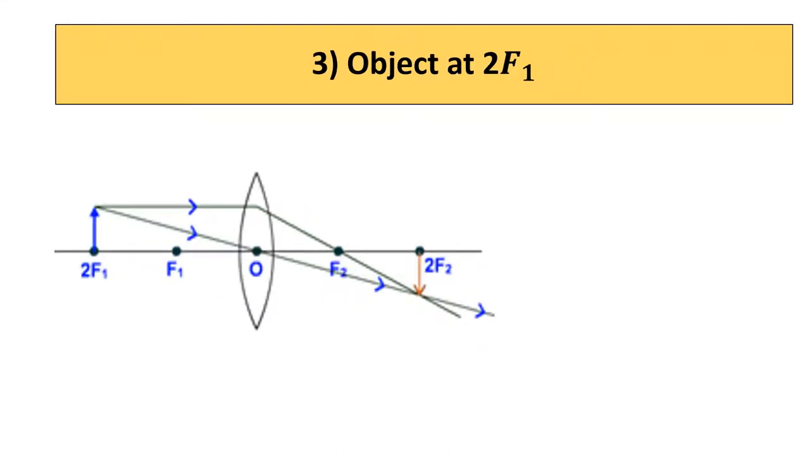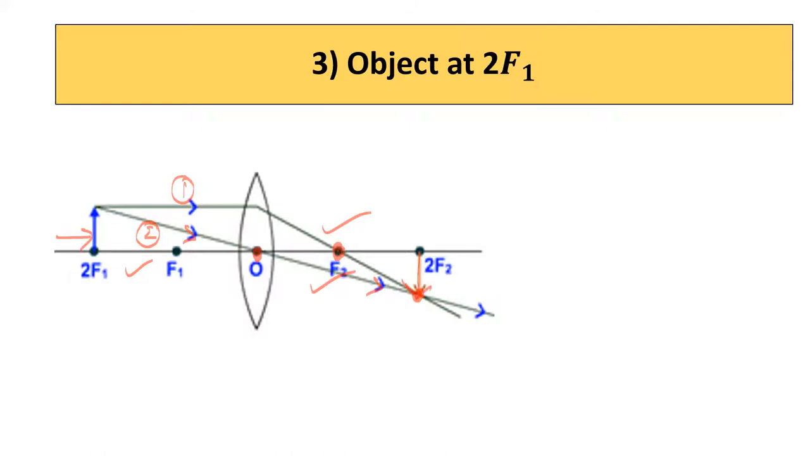When the object is placed at 2F1, you can see the object at 2F1. Let this be ray 1 and let this be ray 2. Ray 1 is parallel to the principal axis. Therefore, after refraction, it should pass through the focus. And ray 2 is passing through the optical center and it is undeviated. These two refracted rays will meet at this point. At that point, you will get the image.